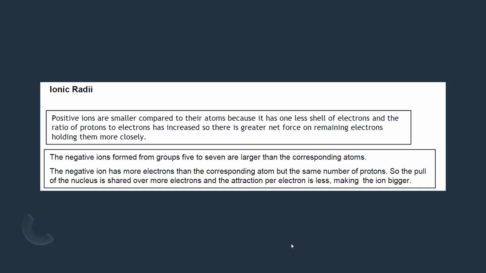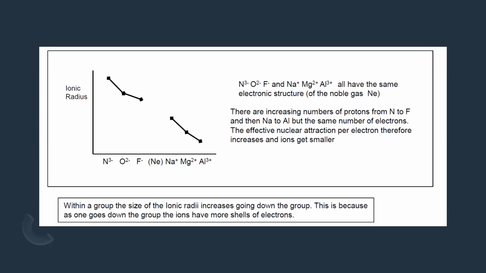Whereas for negative ions, when we compare the size, the formation of a negative ion is by gaining electrons, so they have more electrons than the corresponding number of protons. So the pull of the nucleus on each electron decreases. That's why the size will be larger.